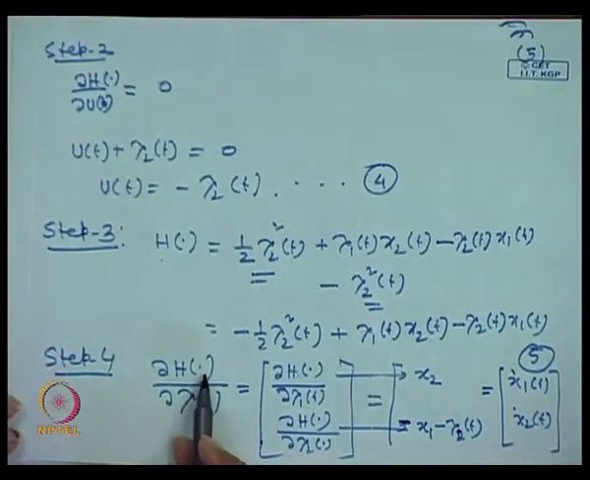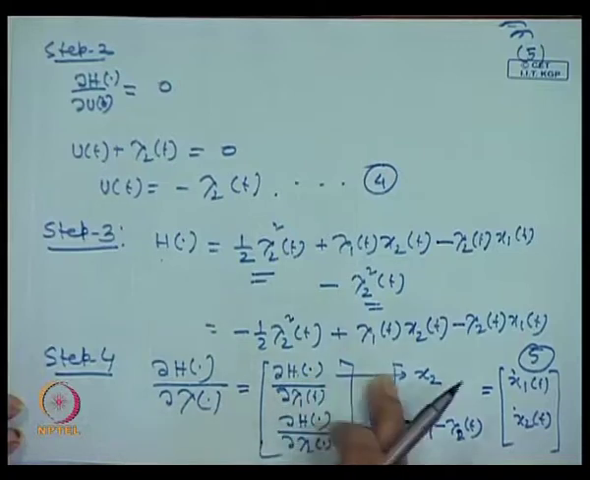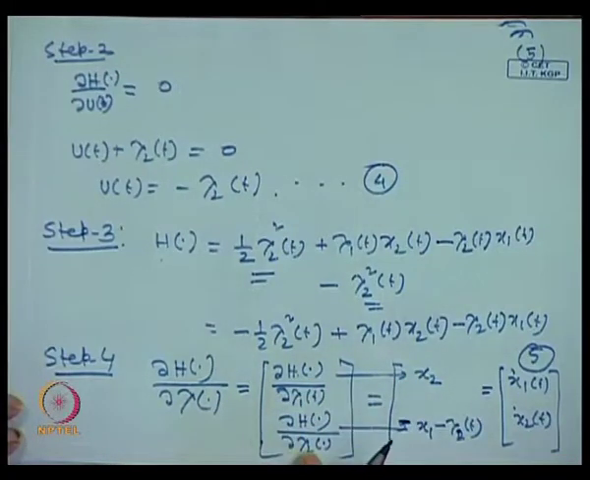Look, this expression del H del lambda is equal to x dot. What is x dot? X 1 dot and x 2 dot. I am now writing the values: del H del lambda 1, whose value is x 2, and del H del lambda 2, whose value is minus x 1, note this minus, minus x 1 minus lambda 2.